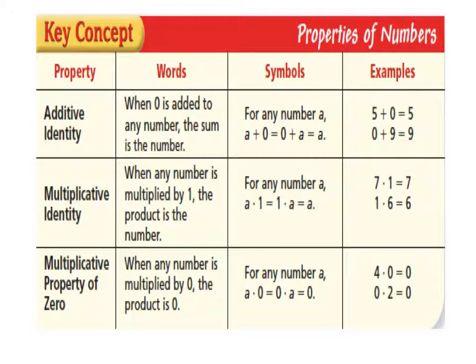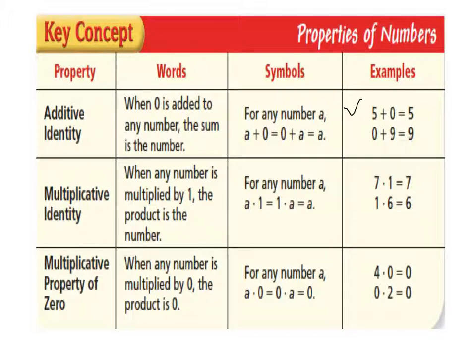In this slide, we have 3 more key concepts. They're properties of numbers. You might be familiar with them, but you did not know they were named. The first one is the additive identity. When 0 is added to any number, the sum is the number. So if I add 5 plus 0, it's still 5. Or 0 plus 9 is still 9. And notice that it doesn't matter where the 0 is placed. Whenever adding 0, it does not change the answer. That is the additive identity.